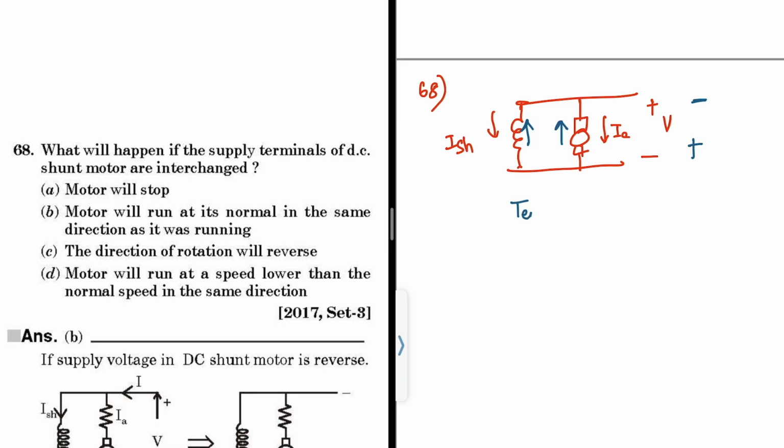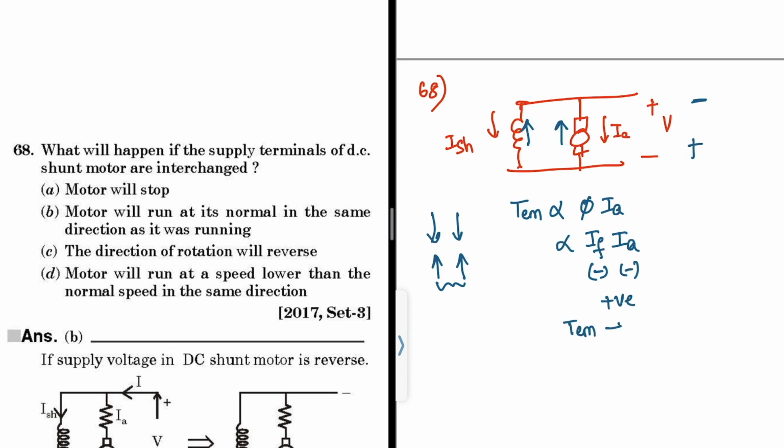So we know that torque is proportional to phi into Ia, right? So in general, phi is proportional to field current If, into Ia. So here, if you observe the current direction in both cases, in the first case, Ia is from top to bottom and Ish is also top to bottom. But in the second case, both Ia and Ish are reversed. So if If is negative and Ia is also negative, the multiplication will be positive, right? So there will be no effect on electromagnetic torque.